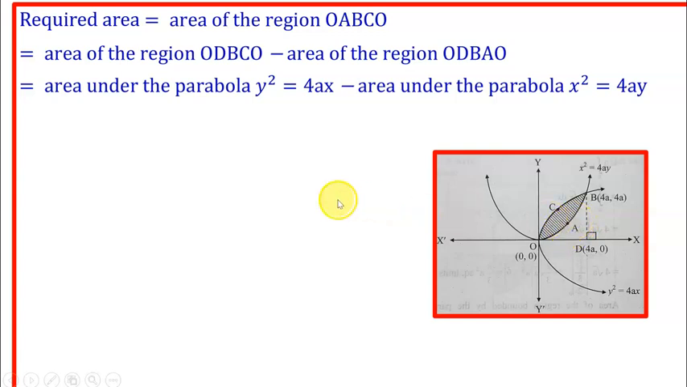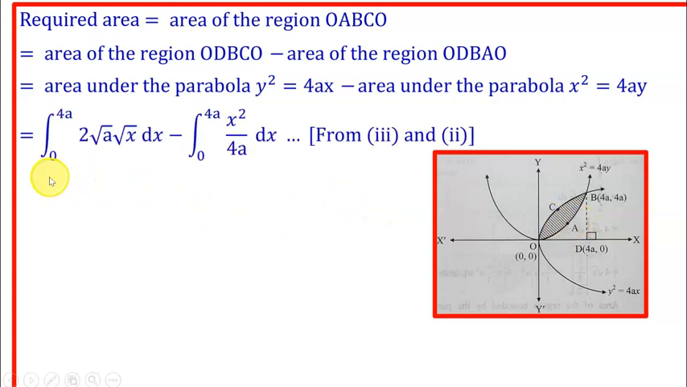Means what? This area. Therefore, you will have integral 0 to 4a, that is, x varies from 0 to 4a, the area below the parabola. Therefore, what is y equal to? y is equal to 2 root a into root x dx, minus again here 0 to 4a. What about y? y is equal to x square upon 4a.